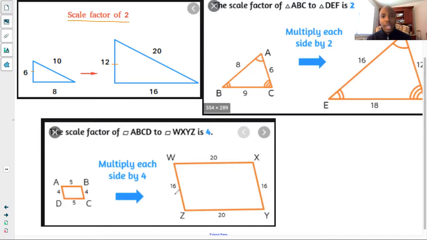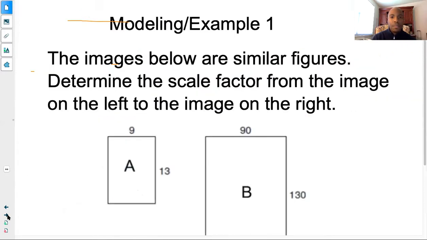Let me mention one more thing before I go through my example. Will the scale factor only be whole numbers? No, it could be fractions, it could be decimals, right? It could be 0.5, it could be 1.5, 2.5, 6.5. It could be fractions. It could be anything. Keep that in mind as we go forward, okay? So let's do it. Let's look at the very first modeling example.